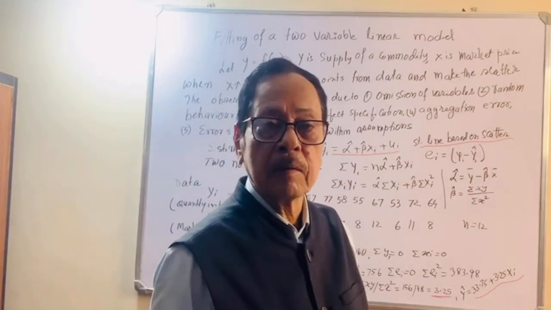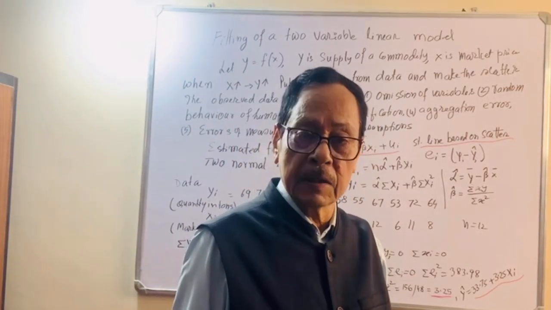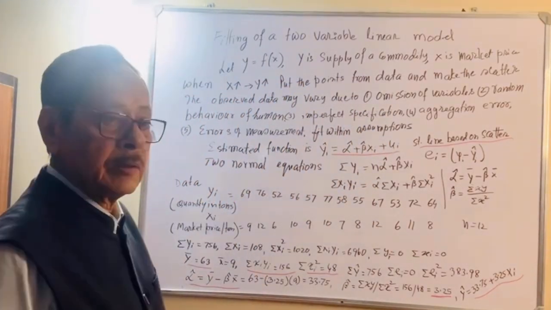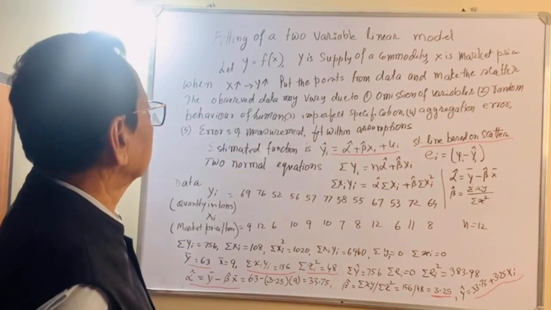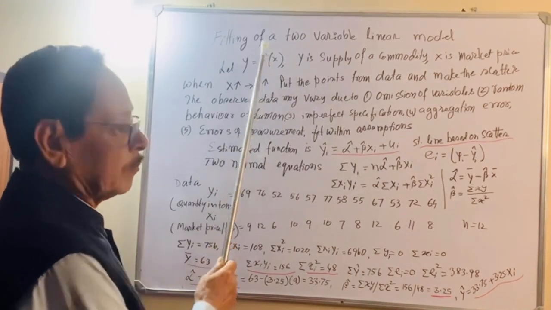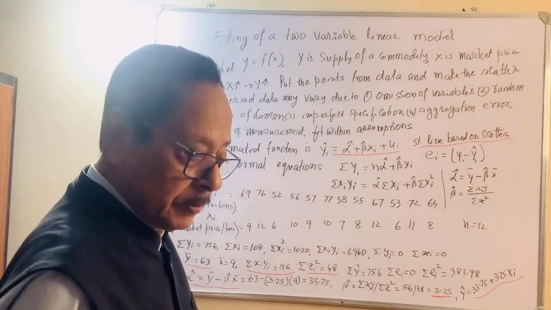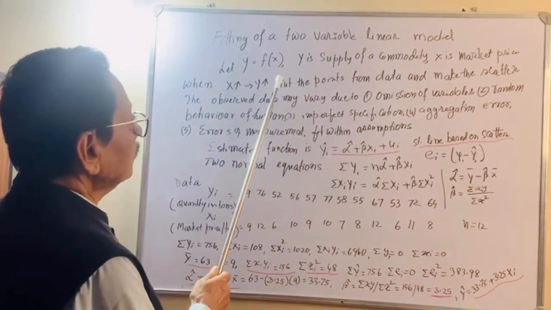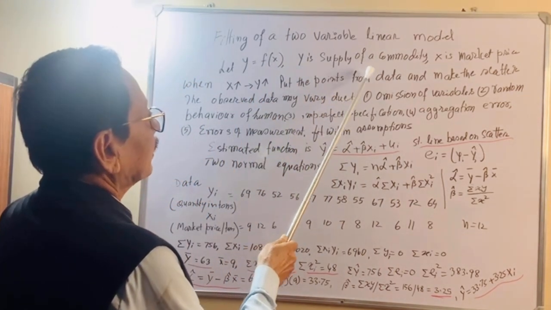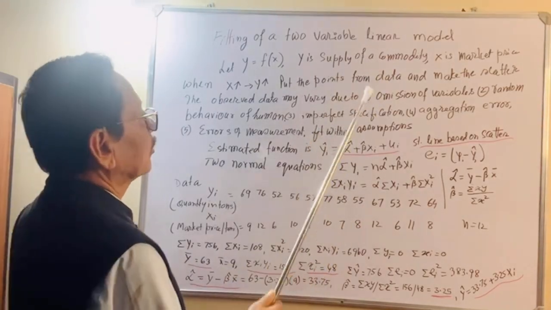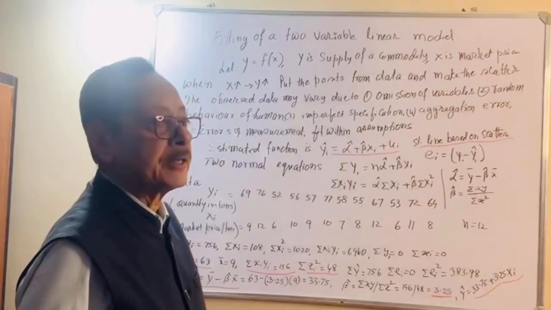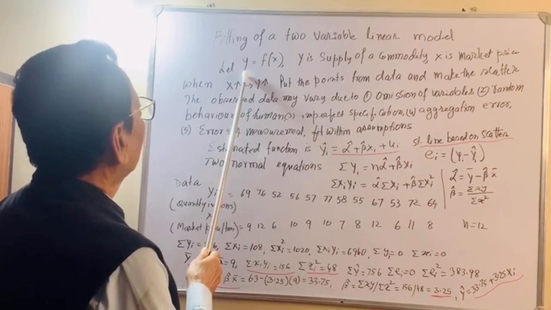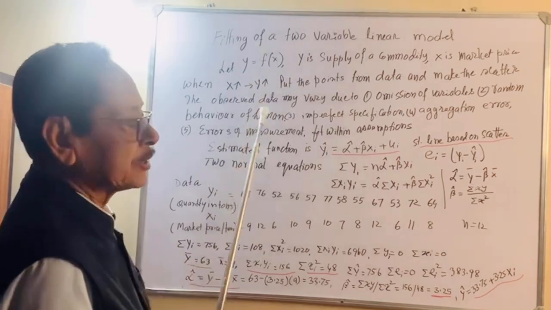So today we'll illustrate one example of how to fit a straight line of a two variable linear model. Suppose y is a function of x, so y is a dependent variable and x is an independent variable. Suppose y is the supply of a commodity and x is the market price. So their relationship is that the supply of the commodity depends on the market price.